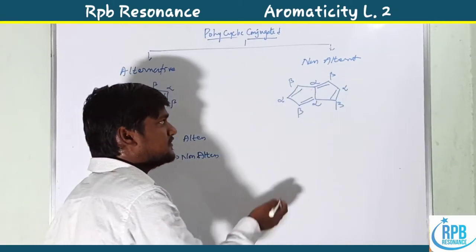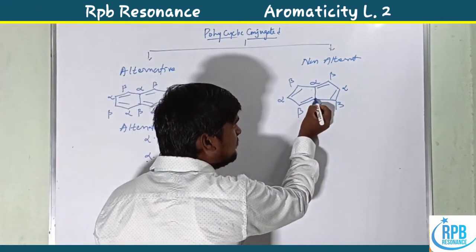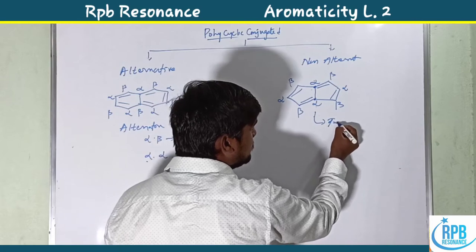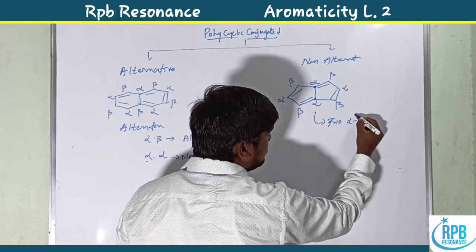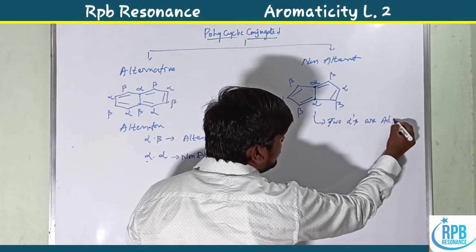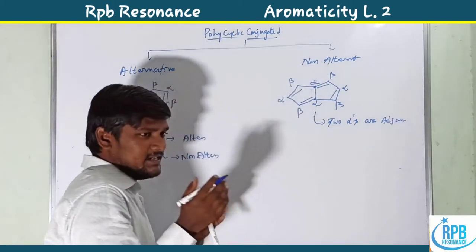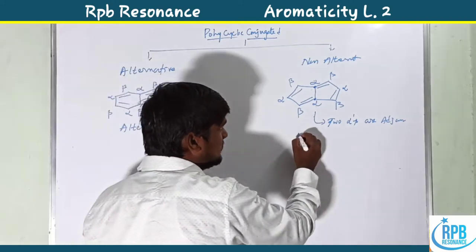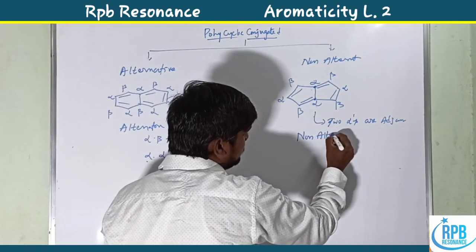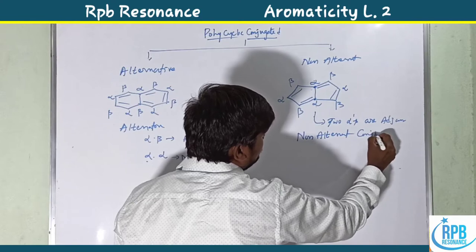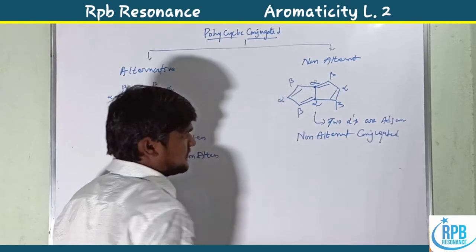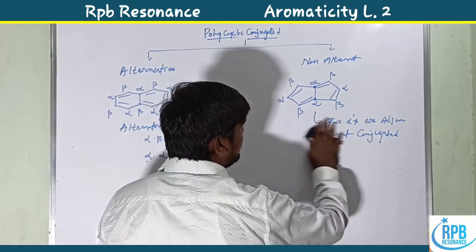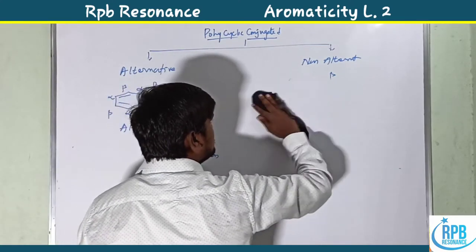Now in the case of these alphas and betas, here these two alpha groups are adjacent. So if any alphas or betas are adjacent to each other, then it is said to be non-alternant conjugated systems. Okay, so this is the second classification. Now the final classification is based on different kinds of symmetries. Now let's move on to the final classification.